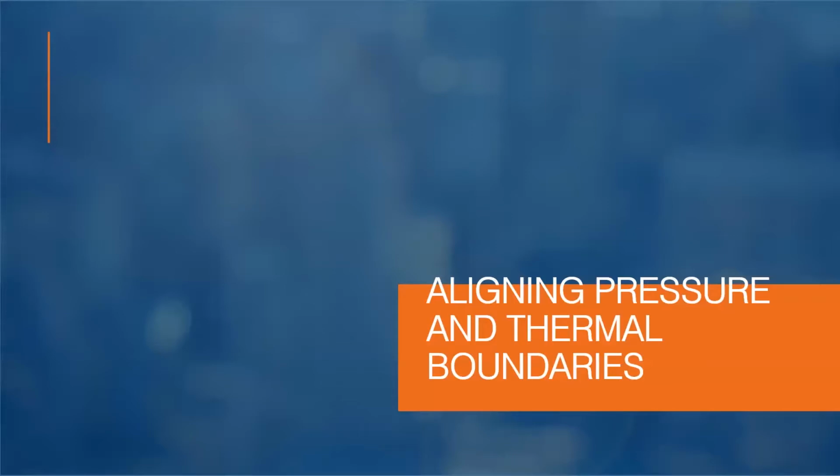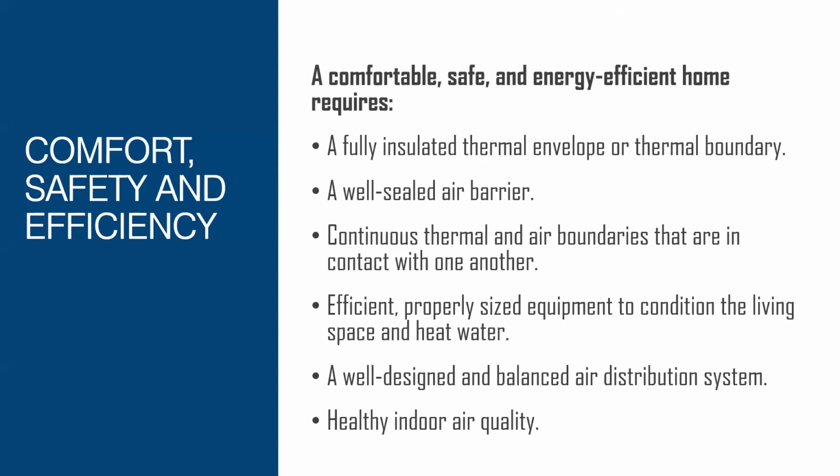So in this video about pressure and airflow, let's first focus our attention on aligning the pressure and thermal boundaries. When you look at comfort, safety, and efficiency, these 6 points need to be purposely sought after and achieved. A thermal envelope that is fully insulated, a well-sealed air barrier, and that continuous thermal envelope needs to be in contact with or aligned with that continuous air barrier. In addition, you'll need to have efficiently, properly sized equipment to condition the living space and heat the water, a well-designed and balanced air distribution system, and healthy indoor air quality.